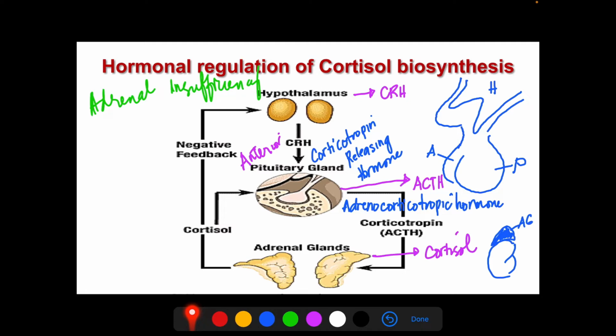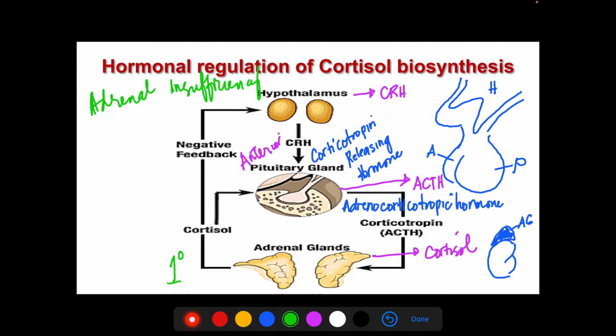How would we differentiate the three conditions? First, we have the primary adrenal insufficiency. Where do you think the problem of this primary adrenal insufficiency is? You have to remember that cortisol is primarily produced from the adrenal cortex, from the adrenal gland. So when we talk about primary adrenal insufficiency, the problem is in the adrenal gland. So, primary.